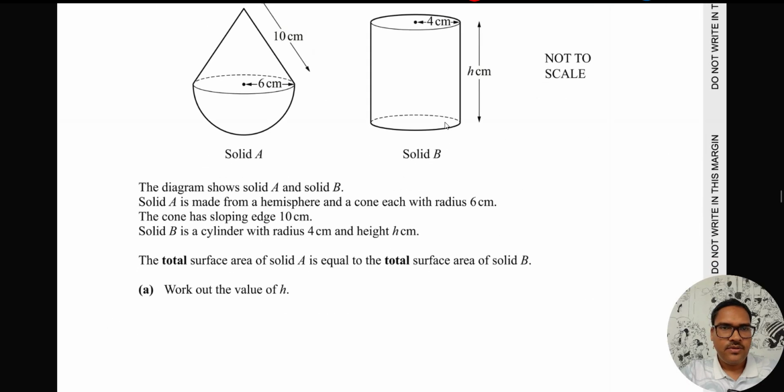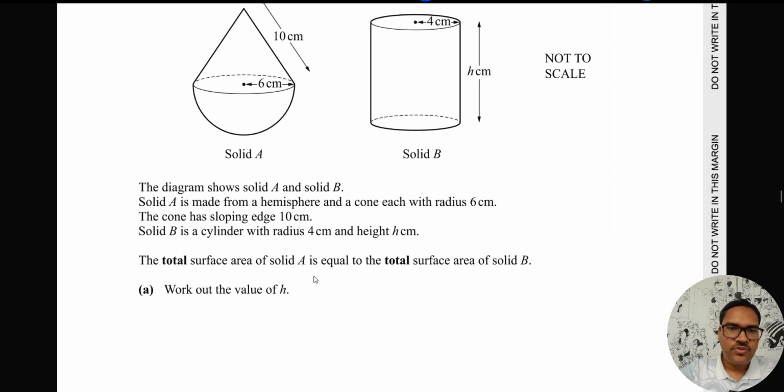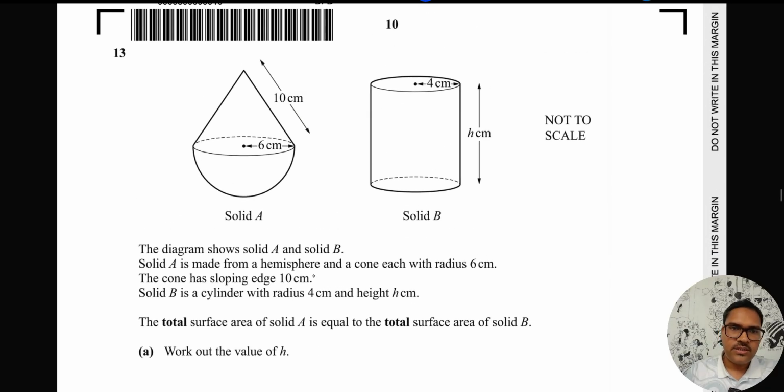So here you can see the diagram shows a solid A and a solid B. The solid A is made up of a hemisphere and a cone which have radius 6. The cone has a sloping edge of 10 centimeters. This is cylinder B and height is 4. The total surface area of solid A is equal to the total surface area of solid B. Now, what is the total surface area? Okay.